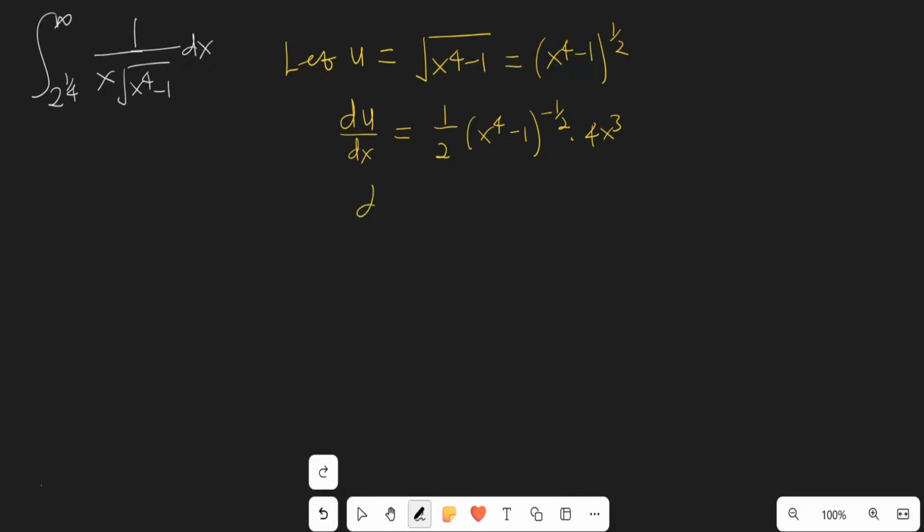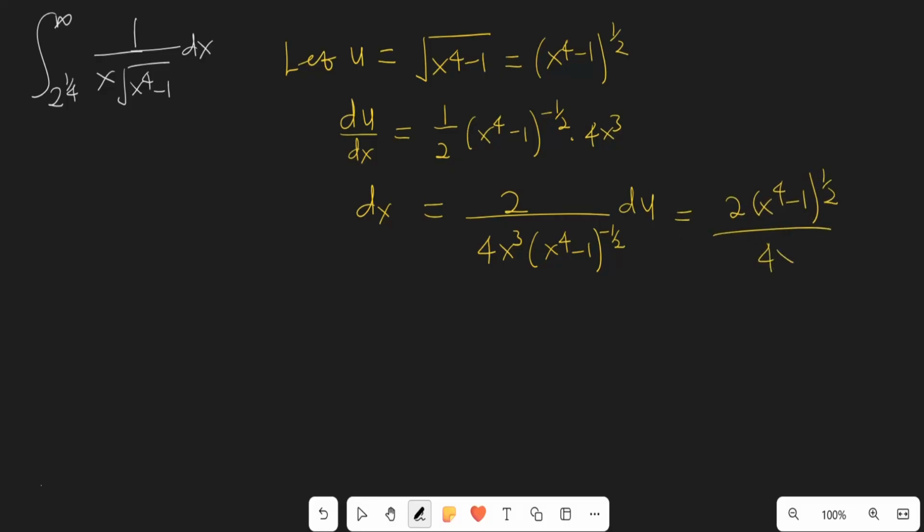So we can say dx is going to be 2 all divided by 4x^3 times (x^4 minus 1) raised to the power negative 1/2 du, which can be arranged as 2(x^4 minus 1) raised to the power 1/2 all divided by 4x^3 du. So we have an expression for dx, and we have an expression for the square root, which is u. Now our challenge is to do the change in limits.